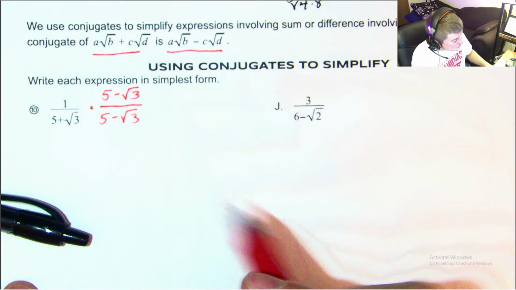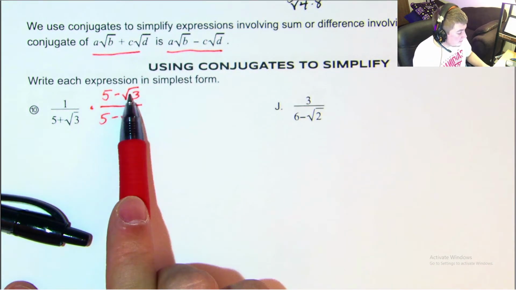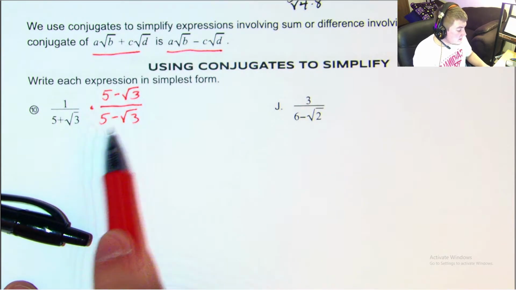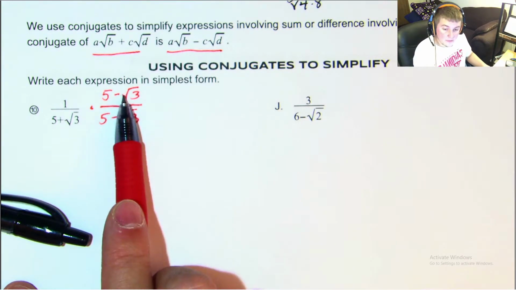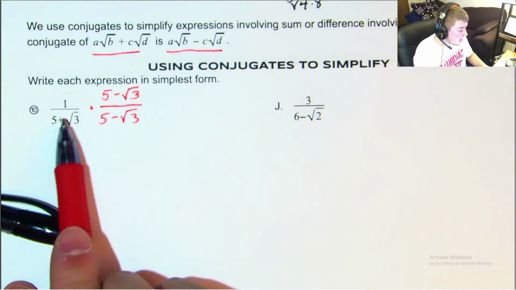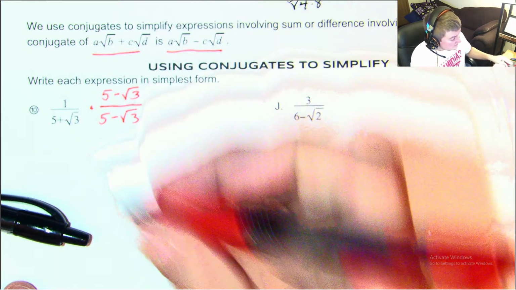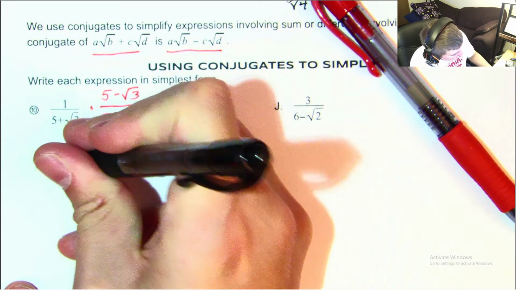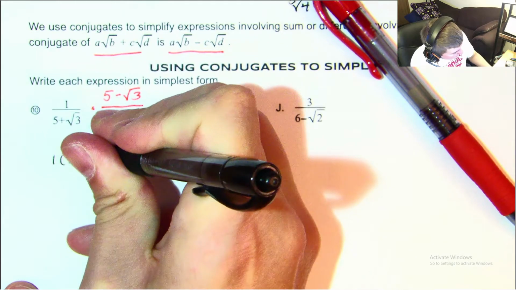Okay, again, this is just the number 1 because 5 minus the square root of 3 divided by 5 minus the square root of 3 is just 1. So I haven't changed the value of the expression in any way at all. Okay, the top one here, we would just have to distribute. So this would just end up being 1 times 5 minus the square root of 3.